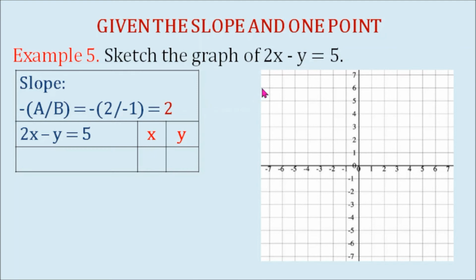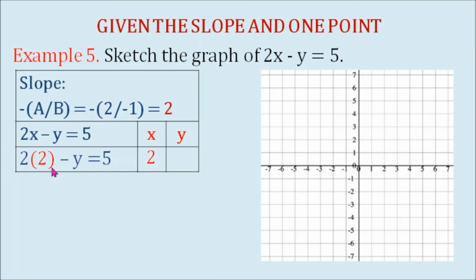And to find 1 point, we can also assign a value for x, a small value preferably, so that our computation will not be complicated. So for example, we pick 2. Now, we are going to substitute this x here with 2 and solve for y. So that becomes 2 times 2 minus y equals 5.